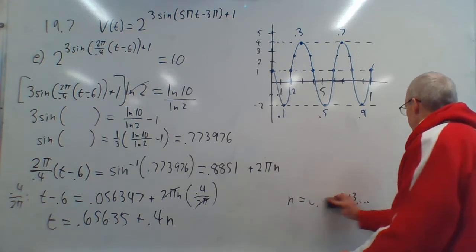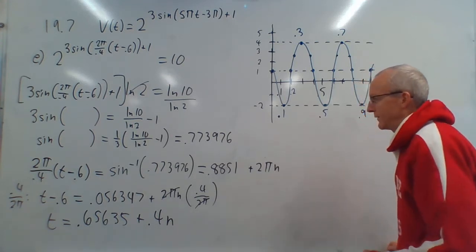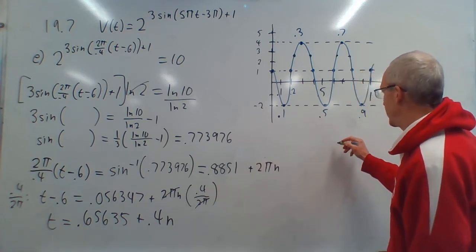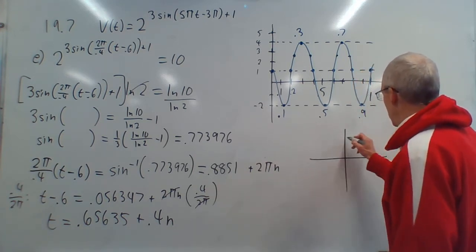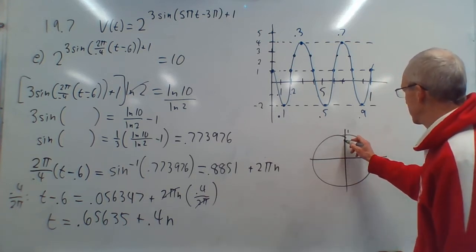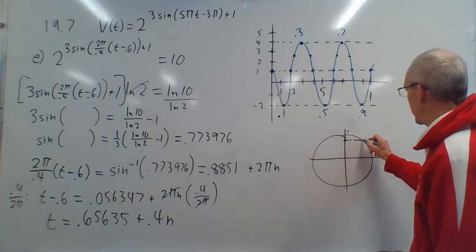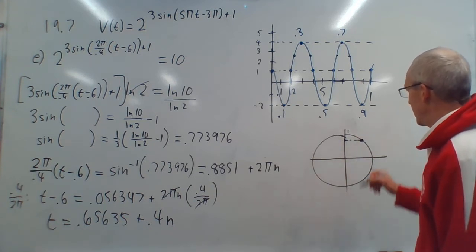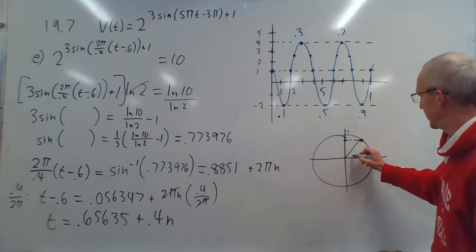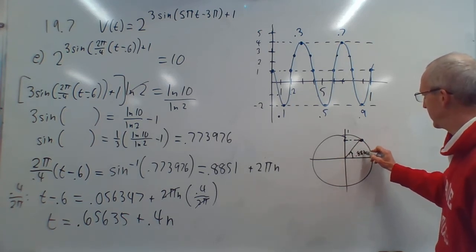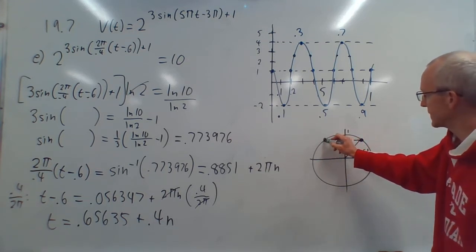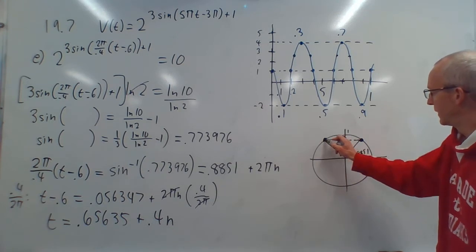But here's the thing. Remember, sine is the y value. So when is the y value 0.8851? Let's look at our circle. 0.8851 is somewhere like this, right? There's 1. So when is the y value that? Well, what I took was this angle right there, and that angle in radians is 0.8851. Okay, so that's what we use. However, there's also this angle over here, right?